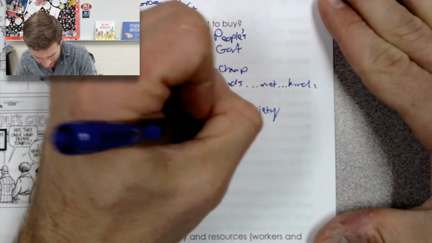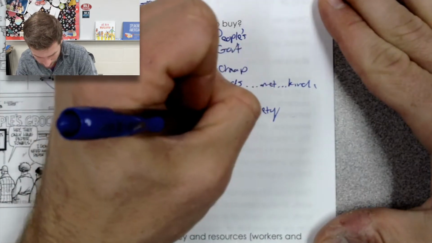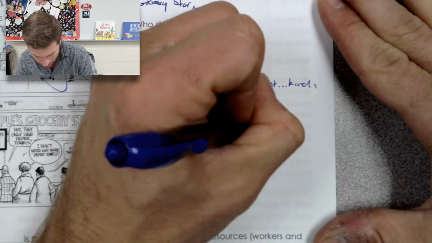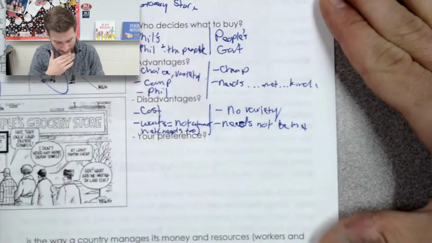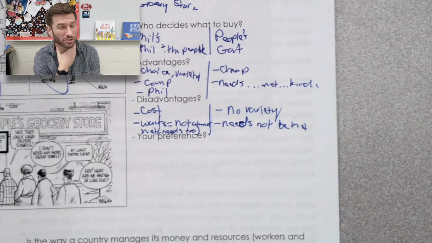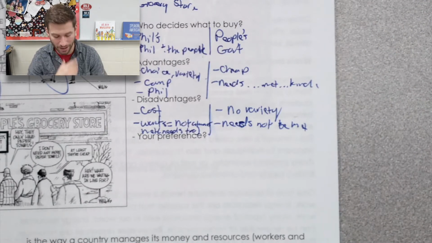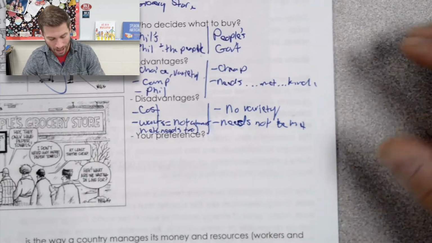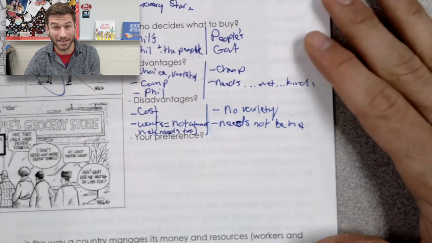And then needs also might not be met, right? Because in this case, again, if you need paper towels, great. But if you don't need paper towels, which we all need more than just paper towels in our life, your needs aren't going to be met. And so there's certainly advantages and disadvantages to both.